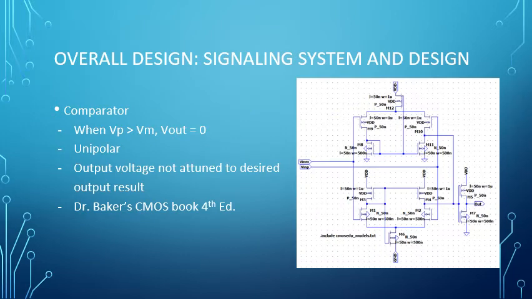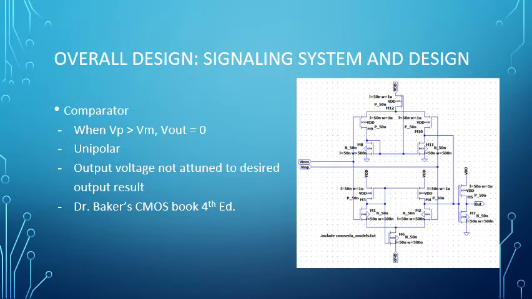Here we have the comparator with the 50 nanometer process where when VP is greater than VM, Vout is equal to 0. Vice versa, if VM were greater, Vout would be 1. So when it's output from this diff amp, we get a unipolar result where it will either be a 1 or a 0, depending on whether VP is greater or not.